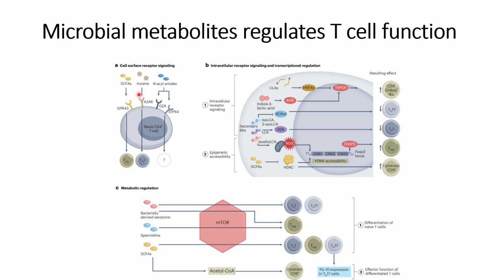On the other hand, T cells can also detect inosine, which comes from the bacteria, through these A2A receptors, and this helps the differentiation of T cells to Th1. This is basically to counter any pathogens that have been detected by the T cells. Some receptors are also known to trigger change in the naive CD4 plus T cells: G2A and S1PR4. They can interact with N-acyl amides from the bacteria. However, how they regulate the T cells is not yet completely known.